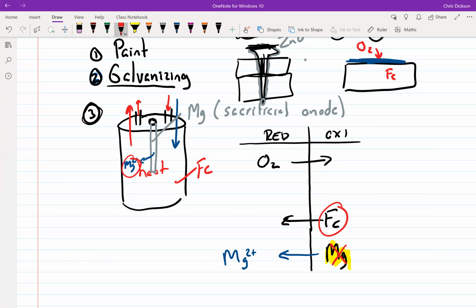Okay, so that's called a sacrificial anode, or what's the other name for that? Galvanic protection.